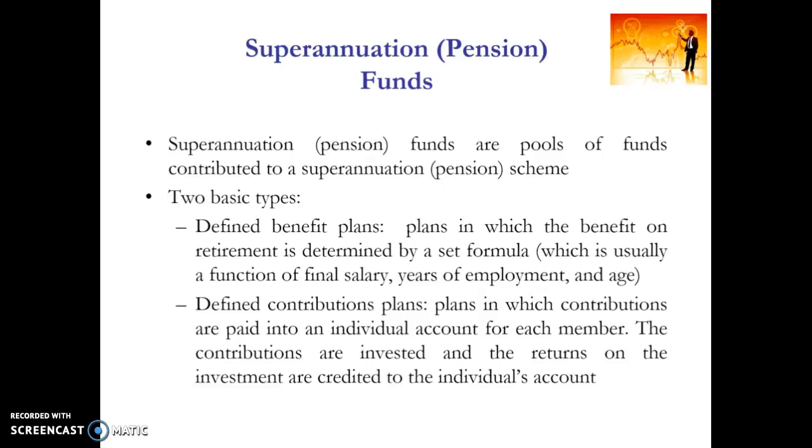The second type of superannuation is a defined contribution plan. This is where an investor puts in a particular amount of money on a regular basis, and the amount available to them at retirement is the amount they've contributed plus or minus any capital gains or losses that accrued on the account across the period of their investment.